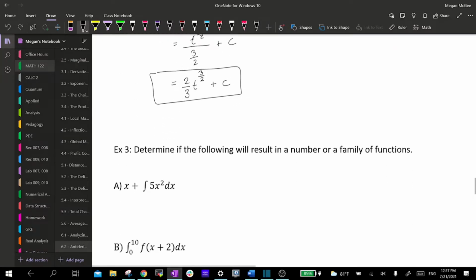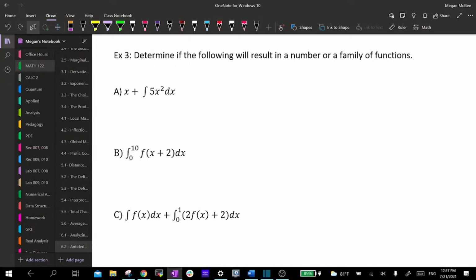All right, so let's look at example 3. We need to determine if the following will result in a number or a family of functions. So those are our two options, a number or a family of functions. And we learned that the definite integral will give us a number, and the indefinite integral will give us a family of functions. So that being said, let's look at part A. We have the variable x plus an indefinite integral. So this is going to give us a family of functions.